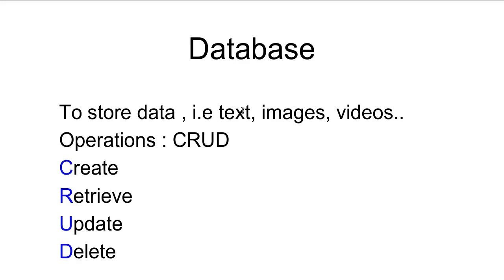CRUD. C means create, R means retrieve, U means update, and D means delete. First we need to create a table or create some data. It means inserting some data inside a table, and then we can retrieve the data. It means we retrieve the rows of a table. Then we can also update that data, or we can also delete that data. So in the case of relational data, we have these kinds of major operations.